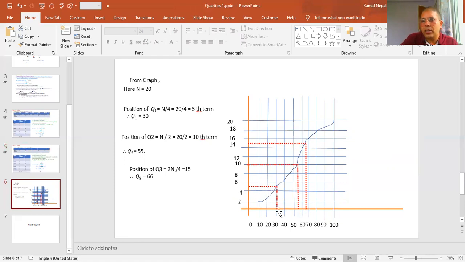So you can find the median class, quartile 1 class, and quartile 3 class, and similarly you can find a missing frequency from this cumulative frequency. Don't forget, this is very important for you. Okay, thank you.